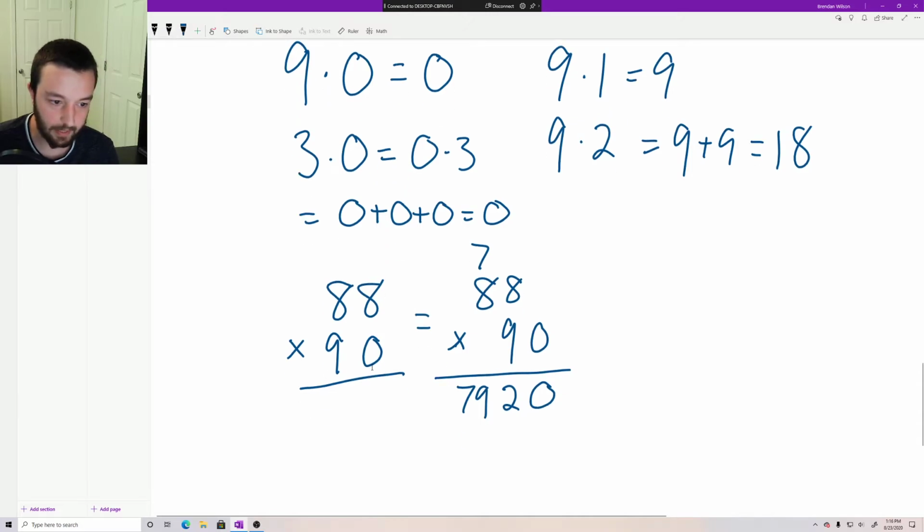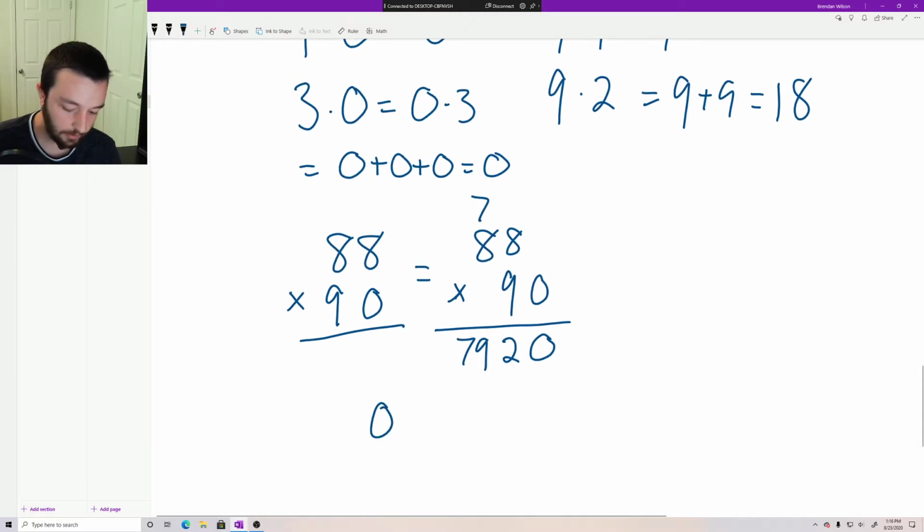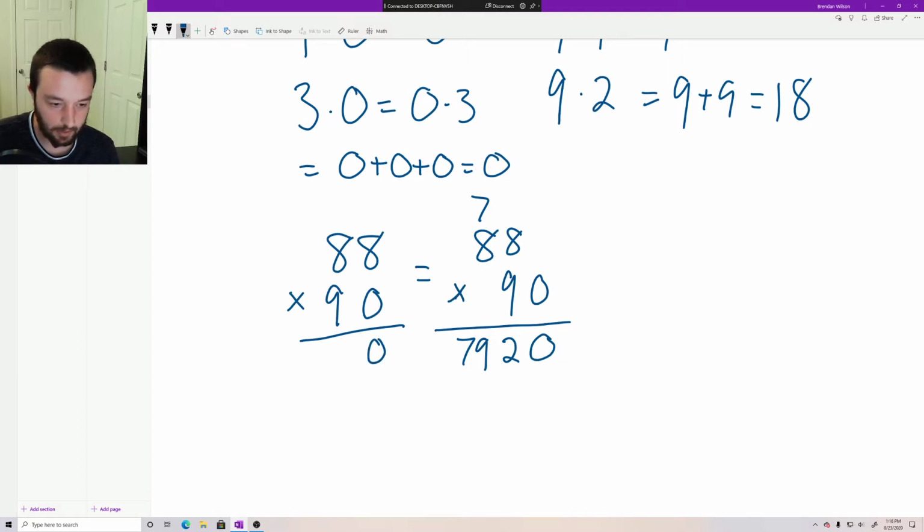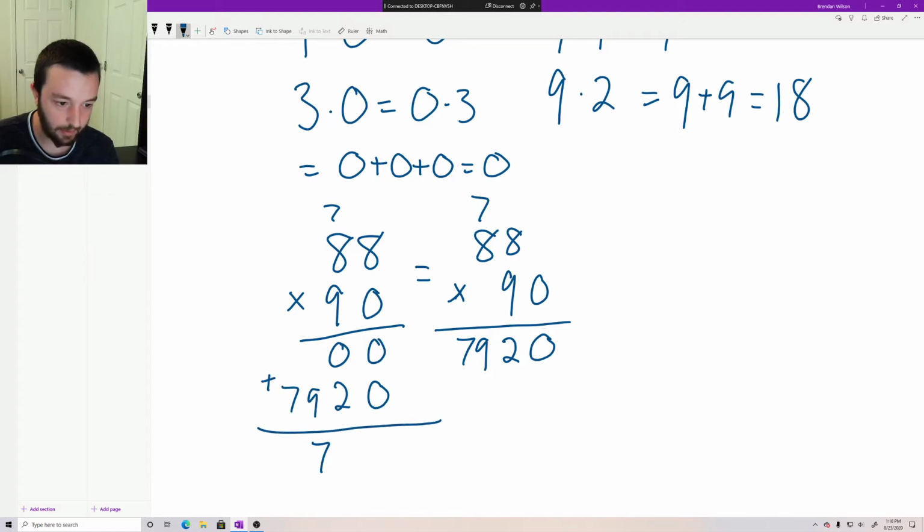You do 0 times 8 is 0. Now in the next step, we need a 0 here because 9's in the tens place. 9 times 8 is 72. And then we have 72. And then we just add them, but the first one is 0, so you just get the 7, 9, 20.